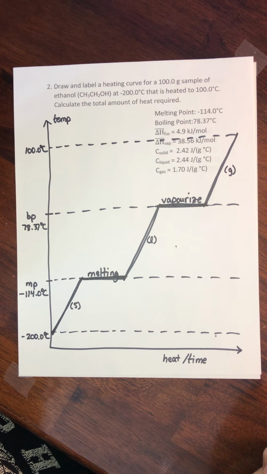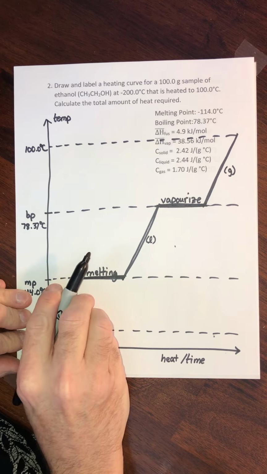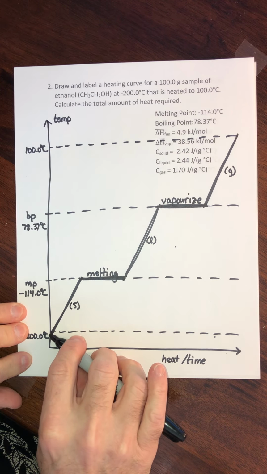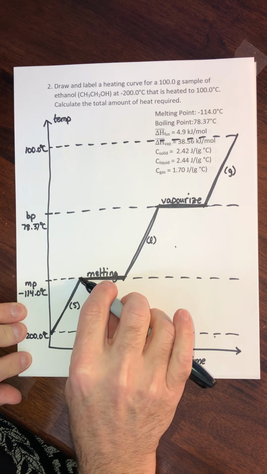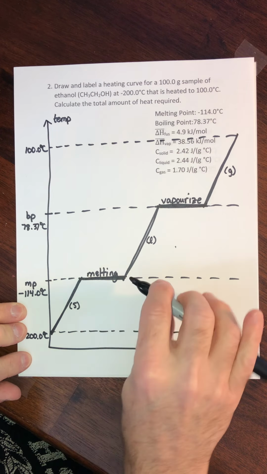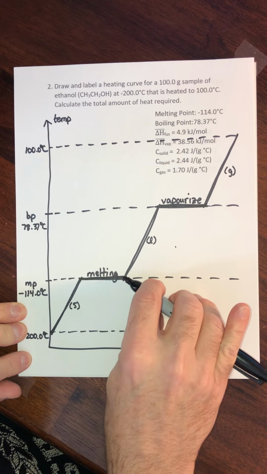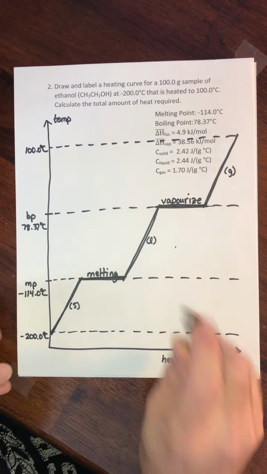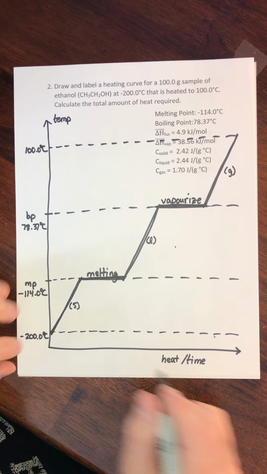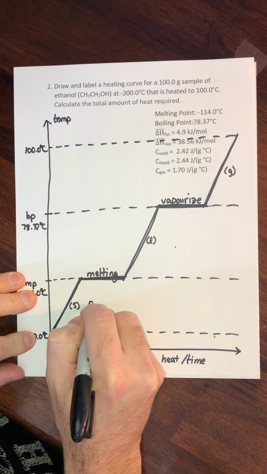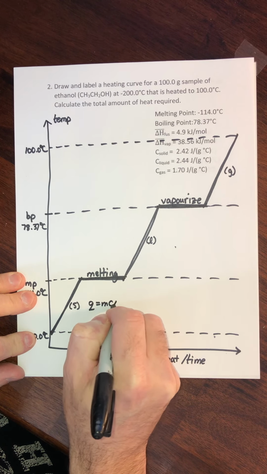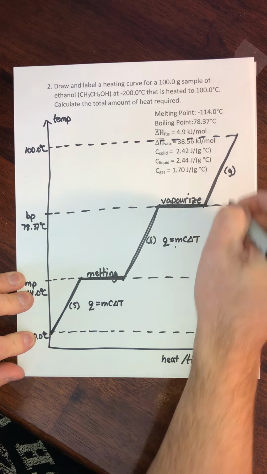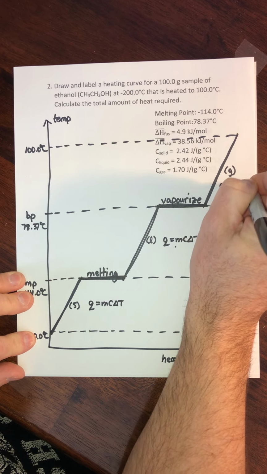Let's put in our formulas. These sloped sections always represent a change in temperature. I've got a solid at minus 200, and I am warming it up until I get to minus 114. For this part here, I have a liquid. The liquid's at minus 114, and I'm warming it up to 78. For the sloped parts, you are always changing the temperature. For the sloped portions, you're always going to do Q equals mc delta T, Q equals mc delta T, Q equals mc delta T.